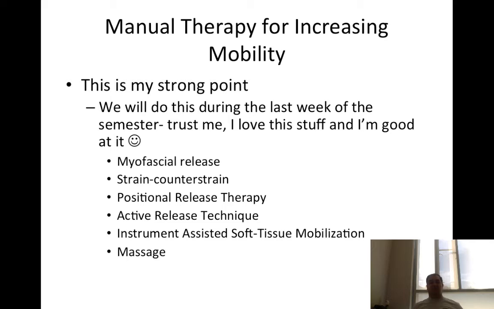Strain-counterstrain and positional release are very similar techniques, so we'll do some positional release. Active release, actually, I don't use as often. I don't like the technique personally as much. I'll show you pretty quickly on that one.